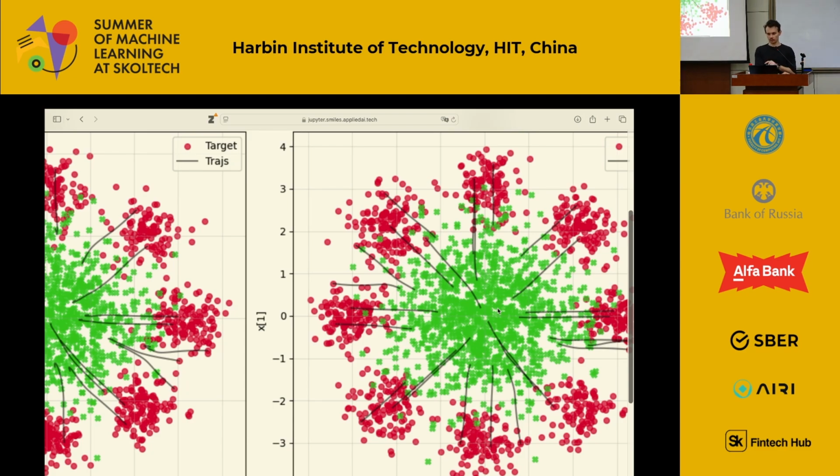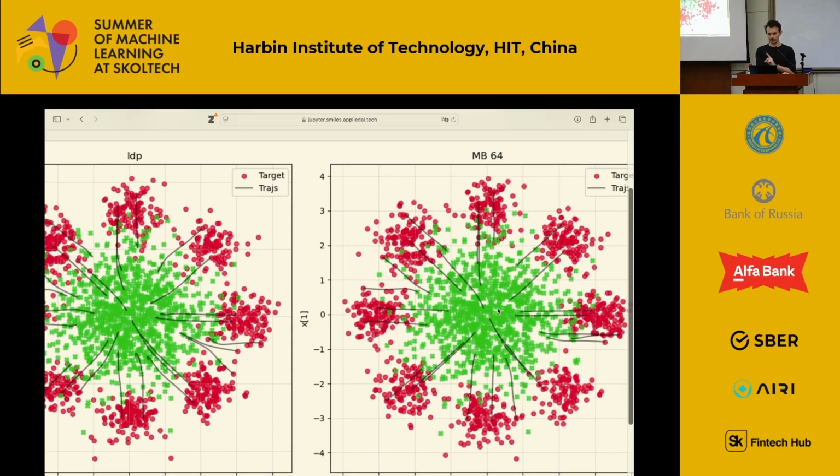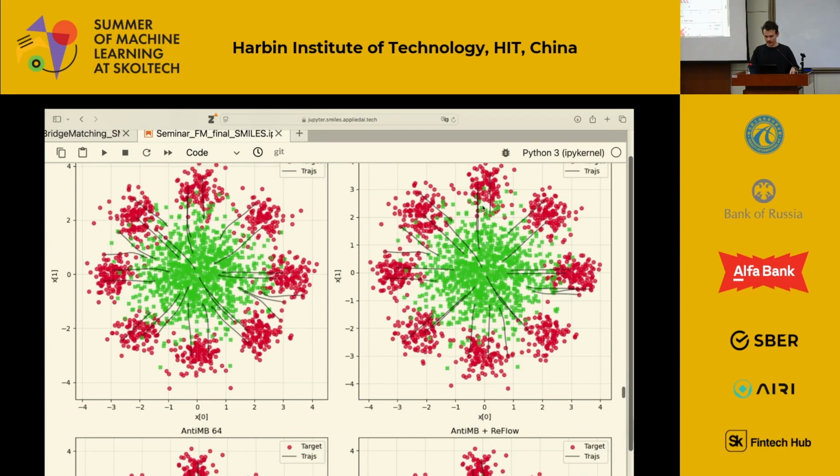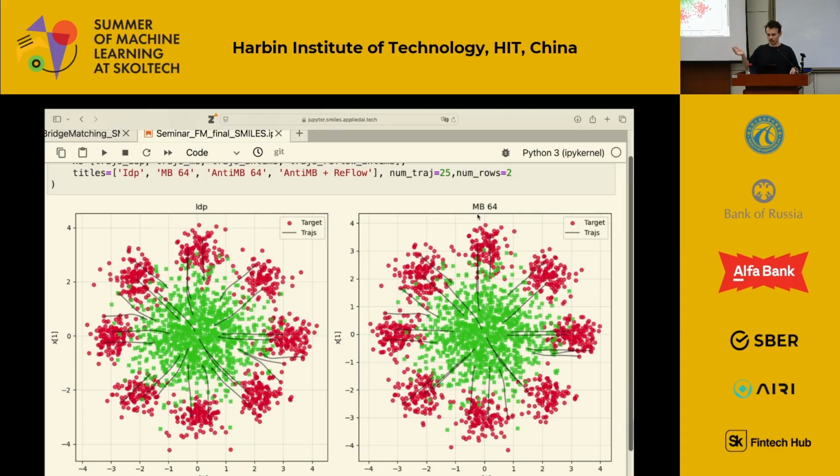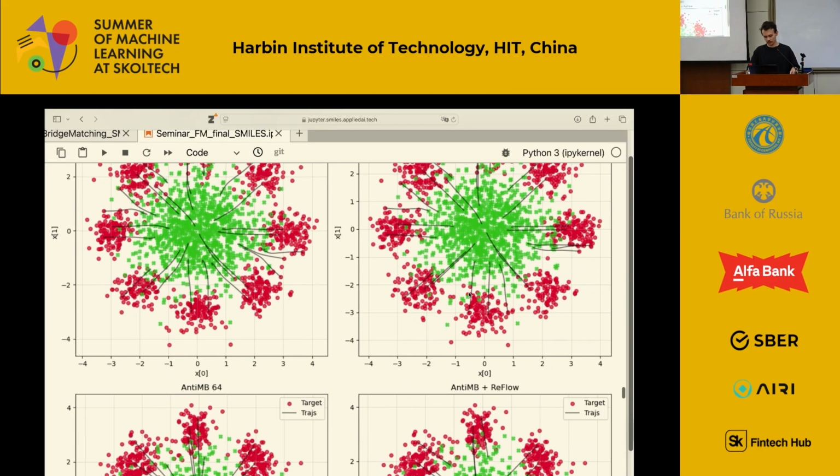You certainly do need fewer steps of numerical solver to solve the ordinary differential equation resulting from the mini-batch plan than from the independent one. That's for sure. And in practice, that will save a lot of computational resources for you. But again, you will spend more computational resources on doing this mini-batch optimal transport thing.